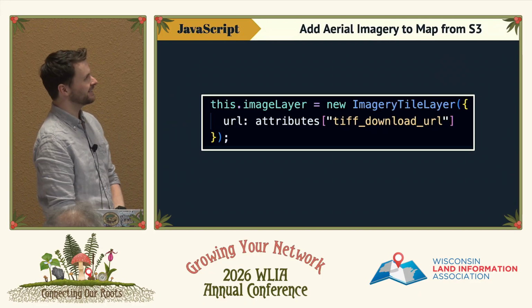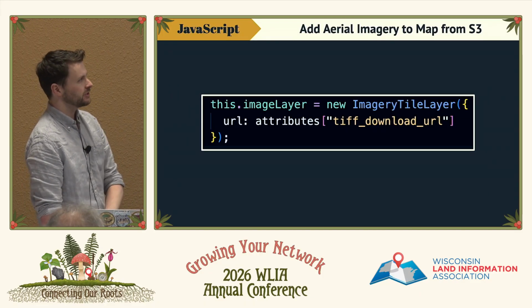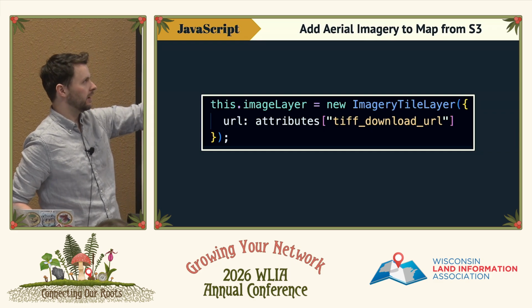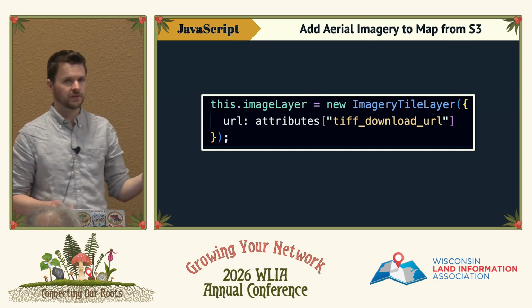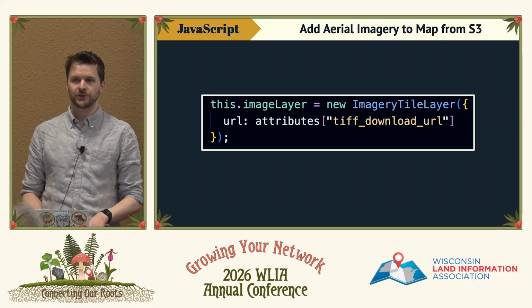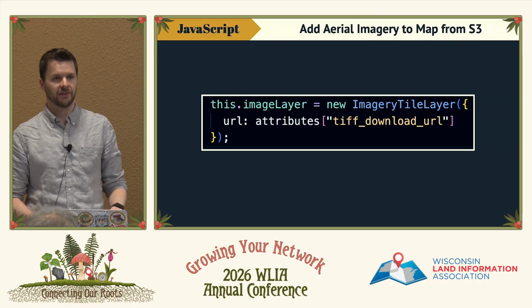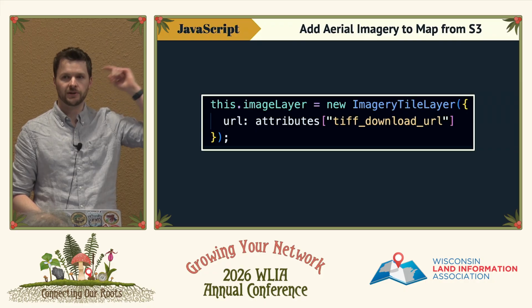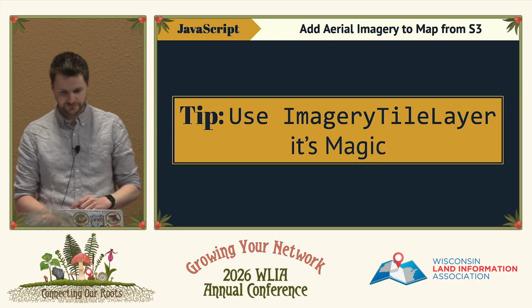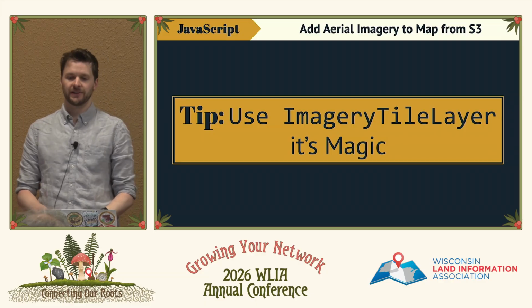Yeah, you can. There's something called imagery tile layer. We give it the URL of where that asset is located, and then you just add it to the map. We thought this was going to be a research project that was going to take weeks, and then in the first hour, it was just like, oh wait, no, this exists, and it just works.